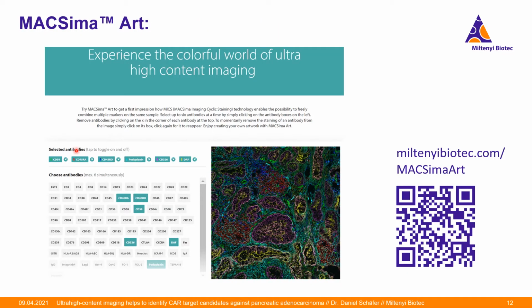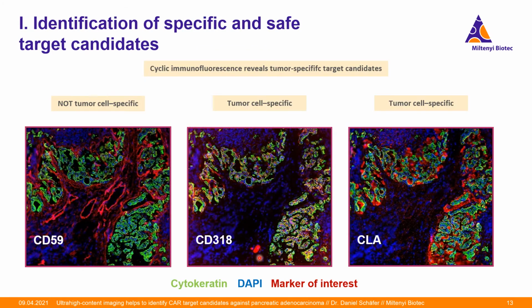You can do it also by yourself by following this QR code, or just Google Maxima R tool. There you will find the opportunity to click and press the markers on this PDAC tissue and find it out by yourself. We took this to investigate the following.